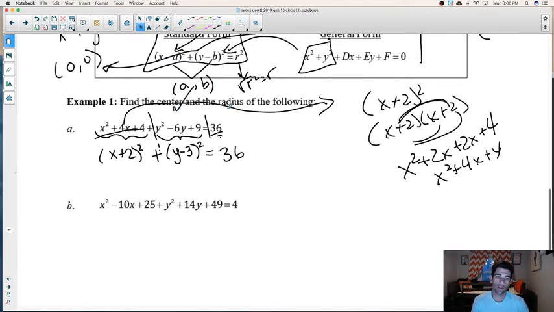So the question said find the center and the radius. Well, take this out, change its sign. Take this out and change its sign. And then the radius, you take the square root of that. So there you go. There's your center, and there's your radius.